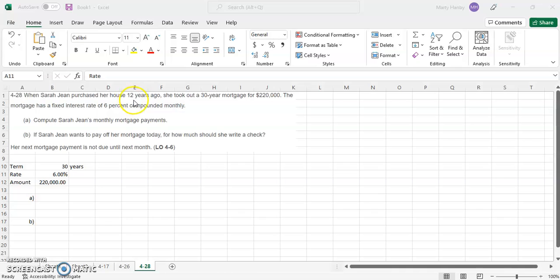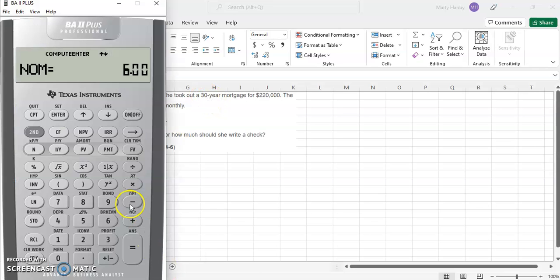The balance: 12 years have passed, so there's 18 years left on the mortgage. So let's go to the calculator first. It's 30 years monthly, so that's 30 times 12. It's 360, and so now we've got to make the rate a monthly rate.